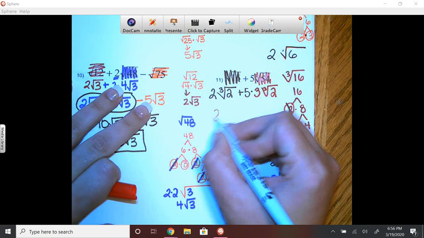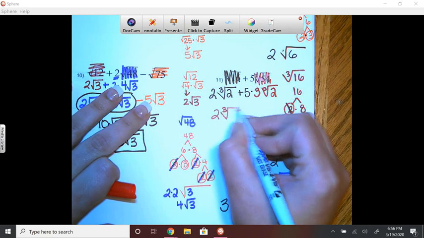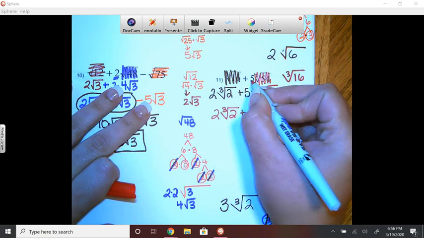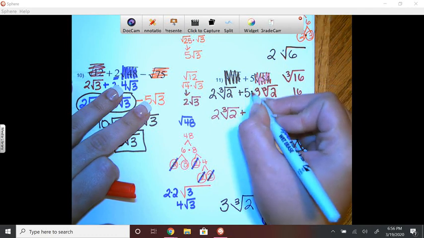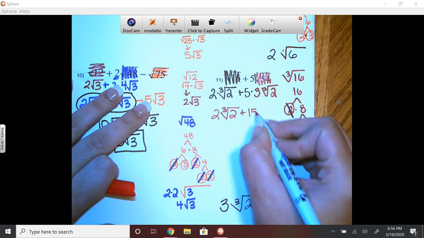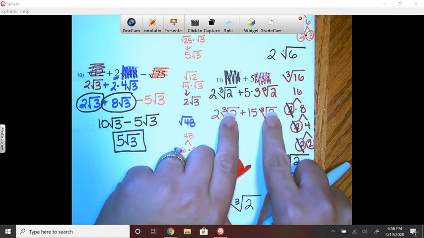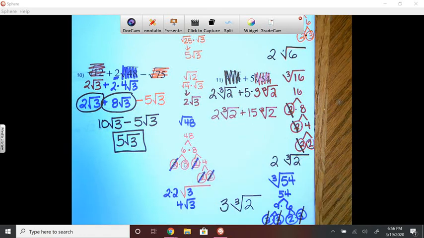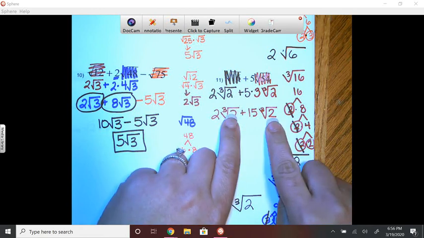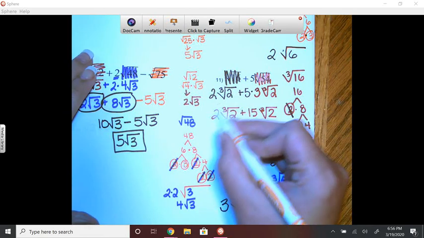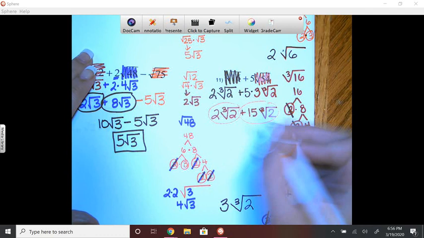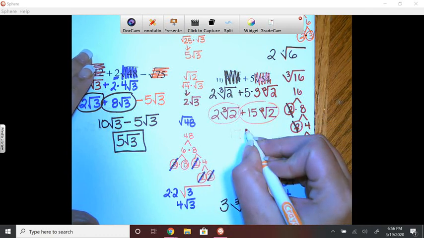So now we have this problem. The 5 was already there, and it means multiply, so 5 times 3 is 15. And if these match, the radicals match, the index matches, the radicand matches, then we are able to combine like terms. We can put these together, and that would make 17 cube root 2.